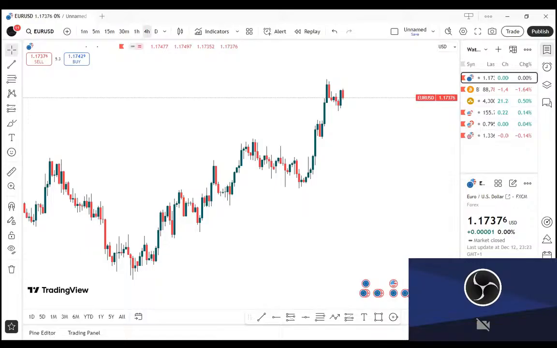All right. This is Euro USD. So we're going to be looking at Euro USD from the higher time frame and knowing what the price is doing actually.